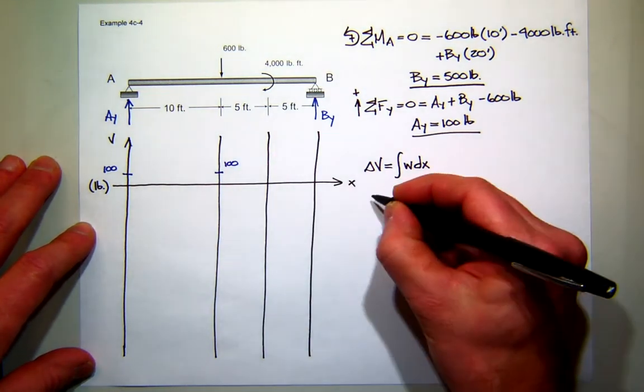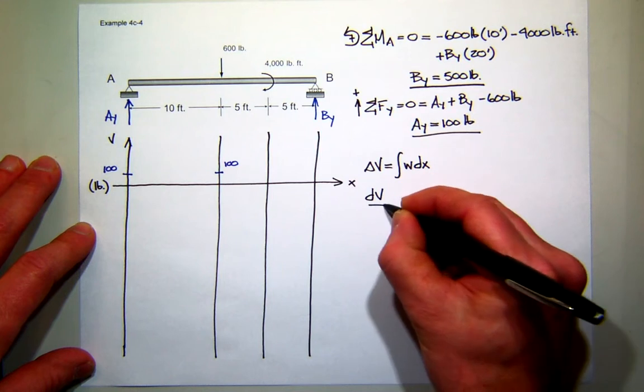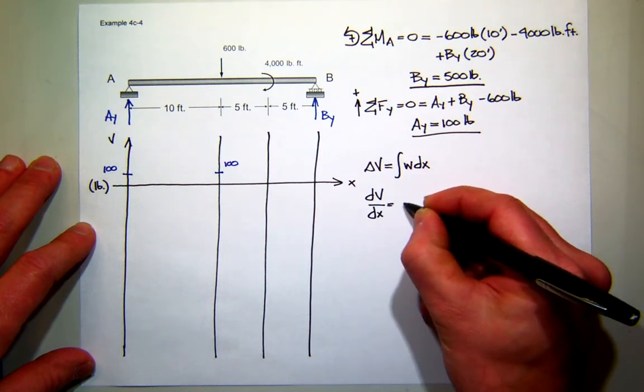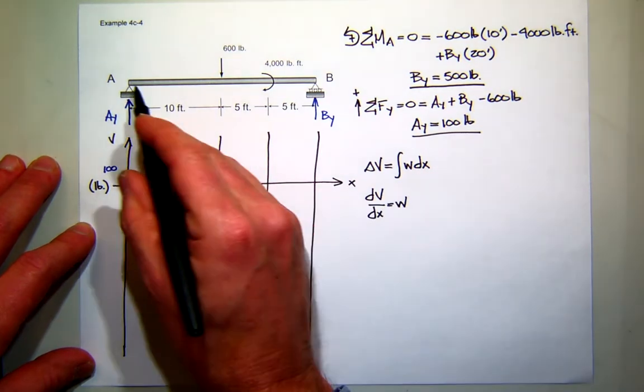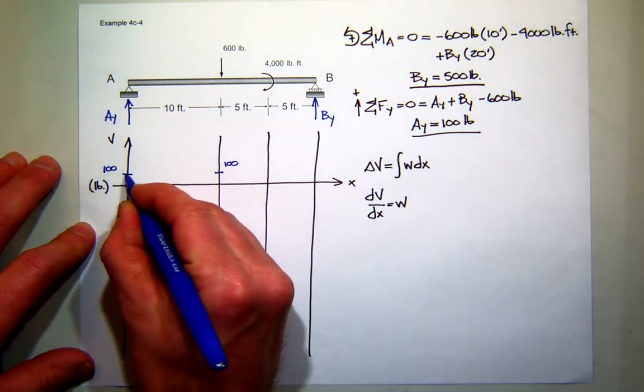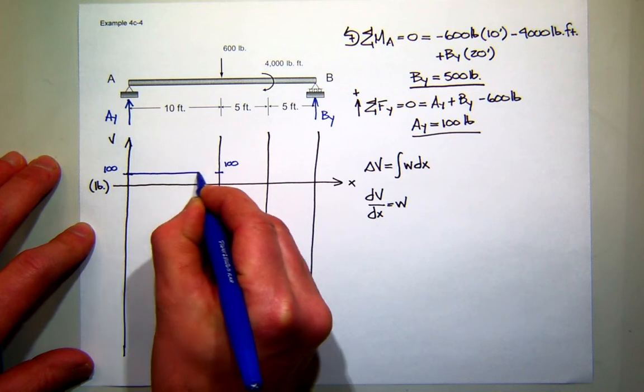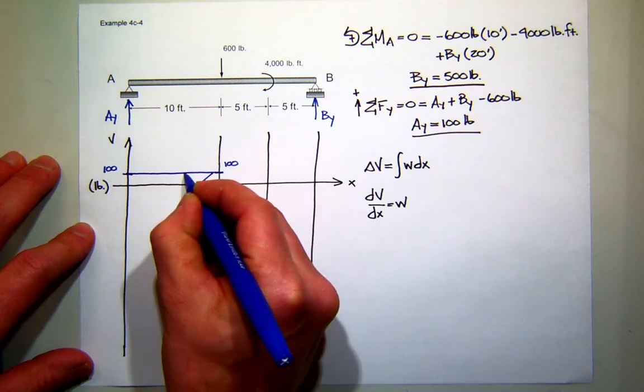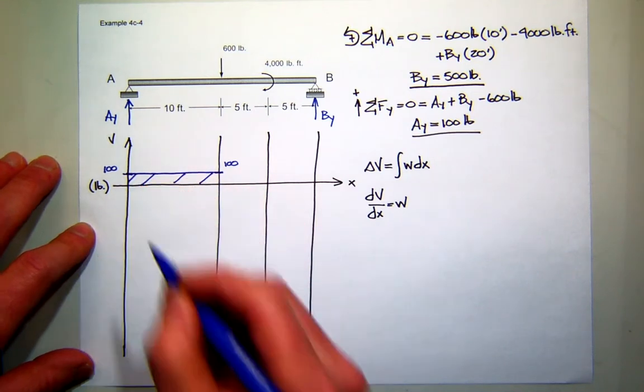I also know that the slope of my shear diagram is equal to the load. What's the value of my load everywhere in the first 10 feet? 0. So that tells me I should have a 0 slope. So it looks like the shear is constant over the first 10 feet and equal to 100.